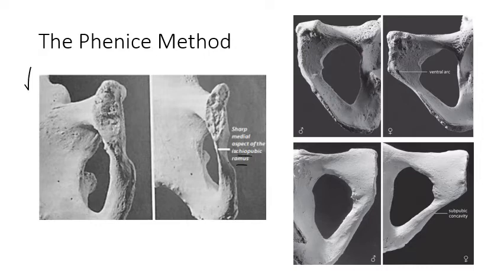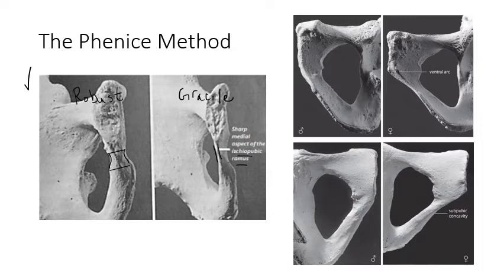The ischiopubic ramus. In males, it's quite robust, and that's what I was able to see in that last image. In females, again, it's got that gracile or pinched type of feature. It's quite narrow. So again, we're looking at something being robust versus gracile. And again, that's kind of our guiding principle.